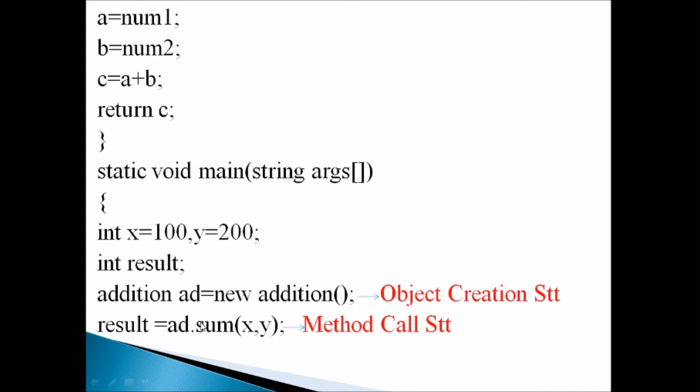And now we are going to call the method sum using this object. For that the statement is result equal to ad dot sum of x comma y. Here the variables x and y have the values 100 and 200 respectively. With these values we are going to call the method sum using the object ad. Now the method will be called, the values will be added, and the answer will be returned back here. The returned answer will be assigned to the variable result. This statement is called the method call statement.